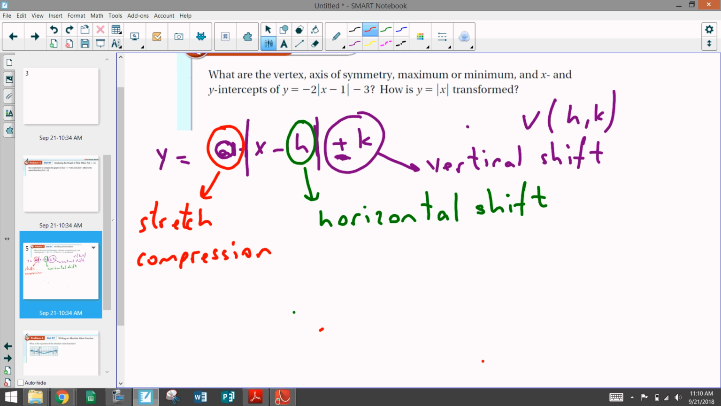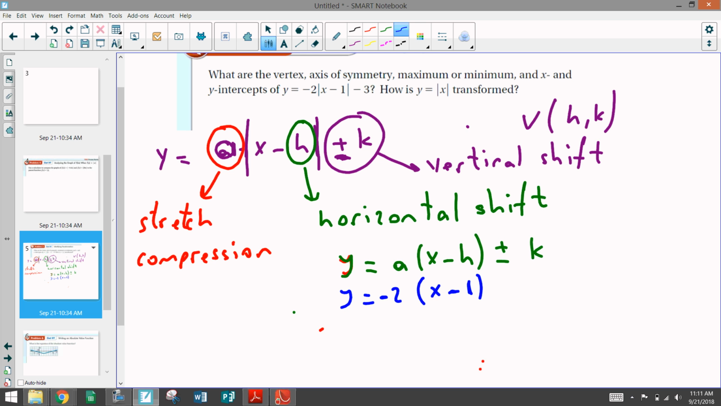Okay, after this, I'm going to write the formula here one more time in order to match. I'm going to match the formula and the function here. y is equal to a times absolute value of x minus h, plus or minus k. Then what is the question? I will match the question and the function. y is equal to negative 2 absolute value of x minus 1 minus 3.